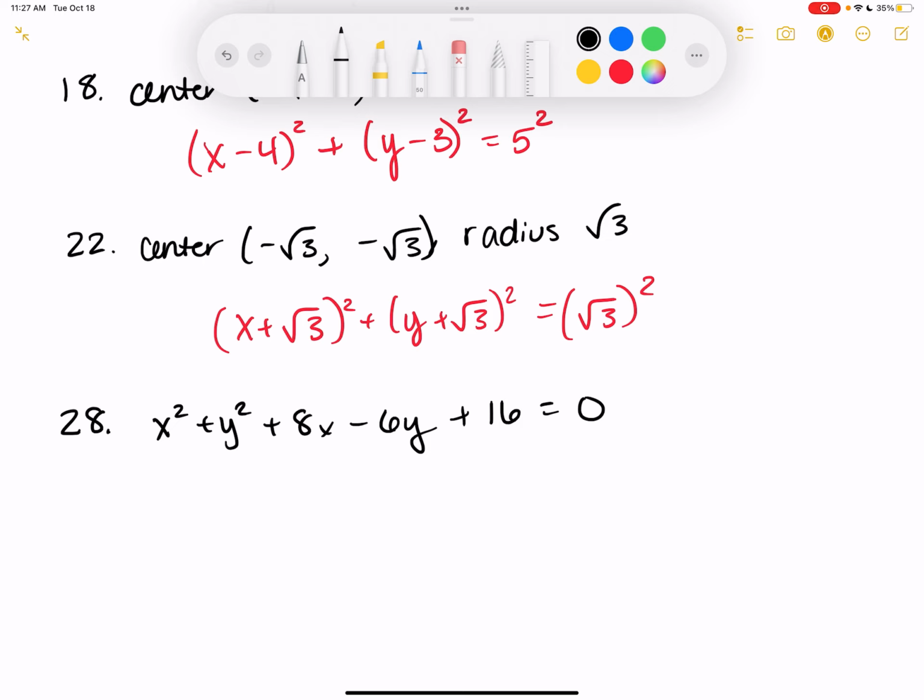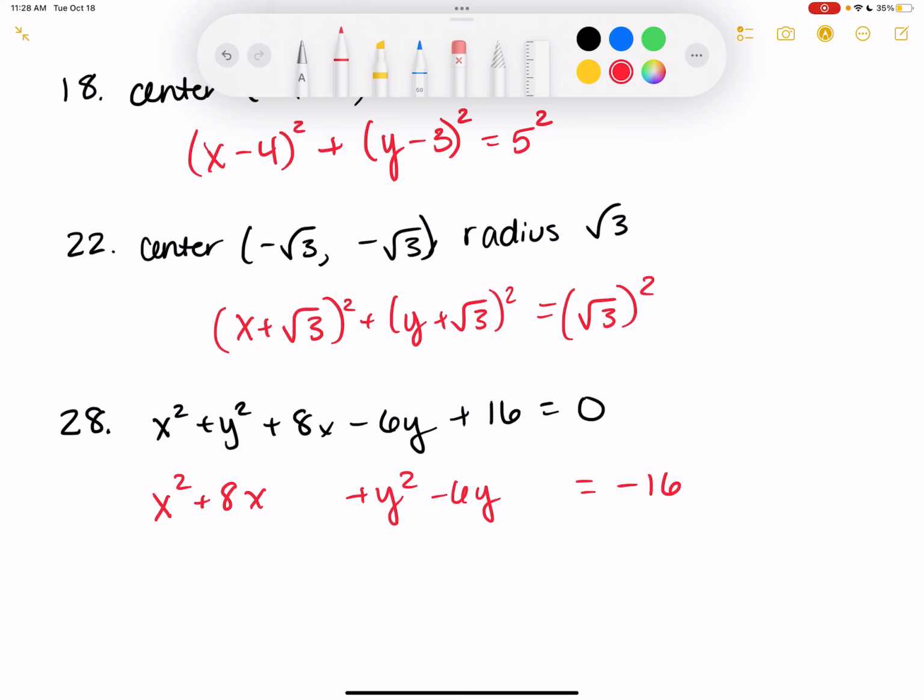Do you remember what you have to do? Factor, sort of. Well, you gotta group like terms. Put the same things together. So, x squared plus 8x, leave some space, plus y squared minus 6y, and we're moving the 16 over, leave some space, equals negative 16. Looks like completing the square. We're going to complete the square twice.